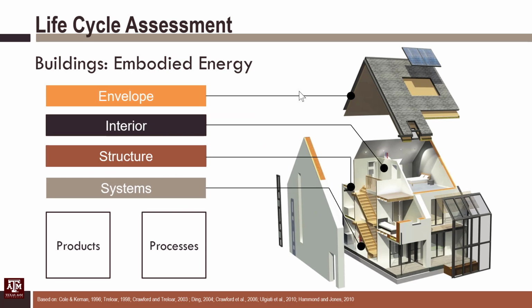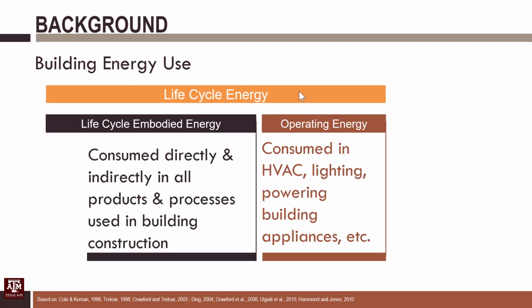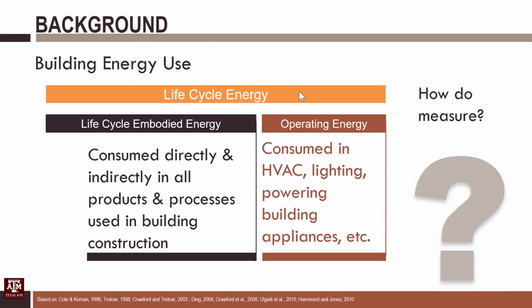If you look at building construction, there are building envelope components, building interiors, structure, and building systems. Each of these has materials involved and installation and construction processes involved. So there's a variety of products and processes that go inside the building. All of the energy that's consumed in manufacturing these products and carrying out these processes is called embodied energy. So the big question is, how do we measure it?